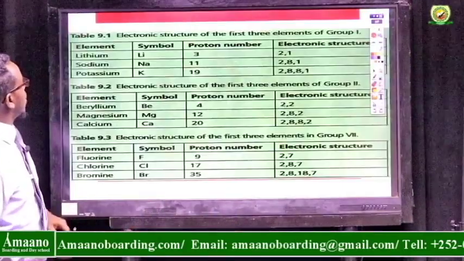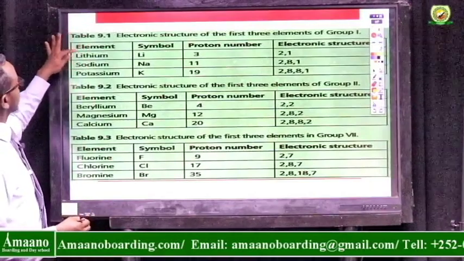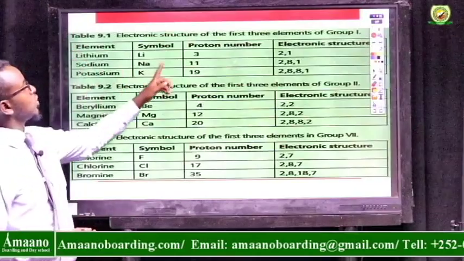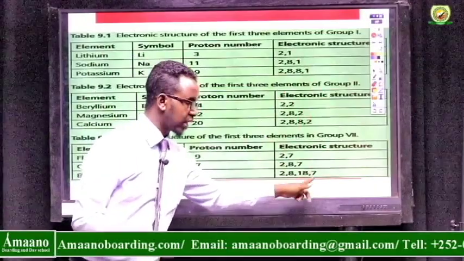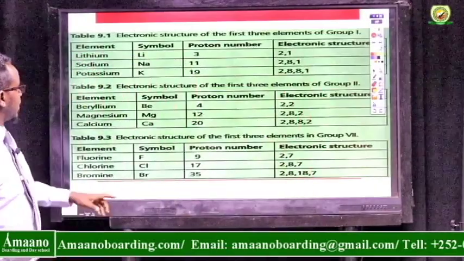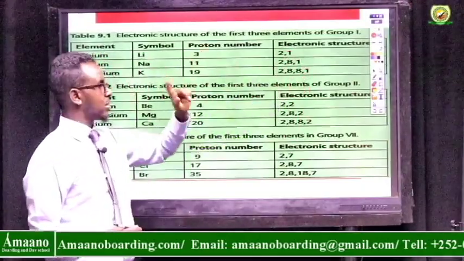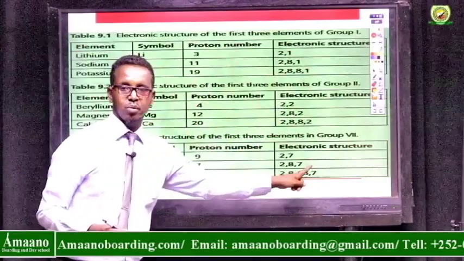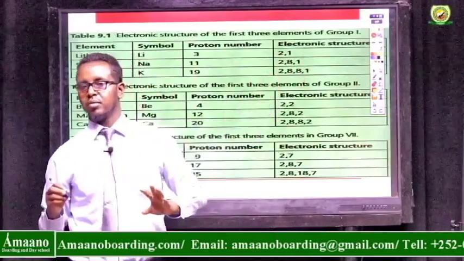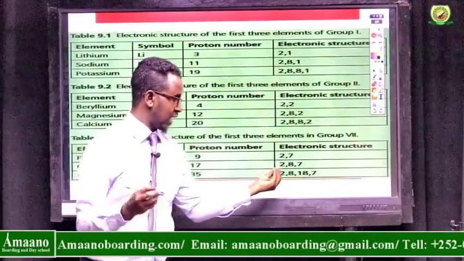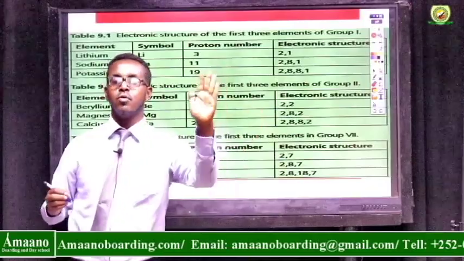Here we have this first row: lithium, sodium, potassium. So this is group 1, which means they have 1 electron in their outer shell. Group 2, 2 electrons in their outer shell. Group 7, 7 electrons in their outer shells. So if you consider this, they have 1 electron in their outer shell, so these belong to group 1, 2 belongs to group 2, 7 belongs to group 7. So the number of outer shell electrons and the group number are the same. Can I put an element which has 5 electrons in its outer shell in group 7? No, it's supposed to be group 5.